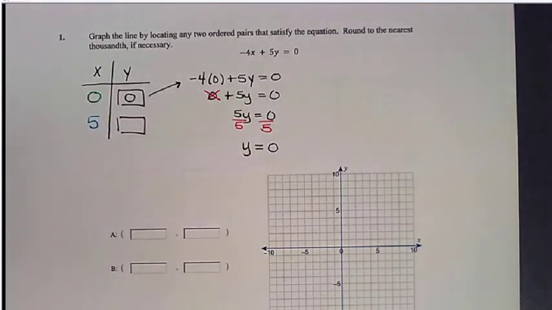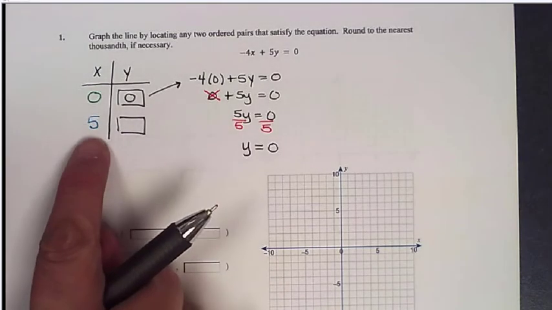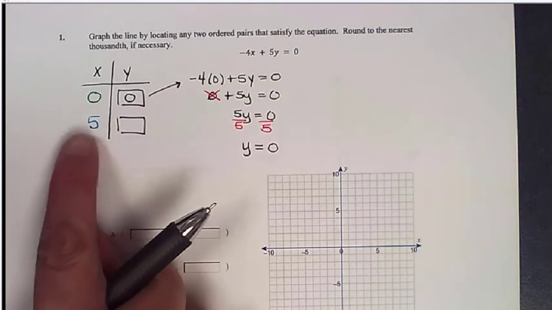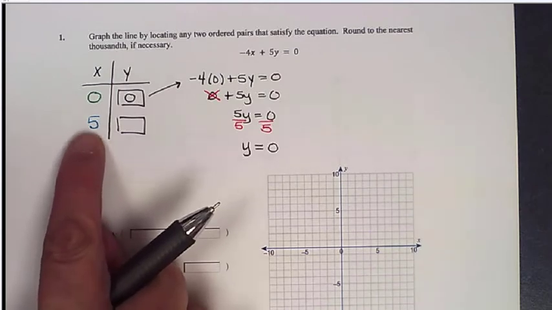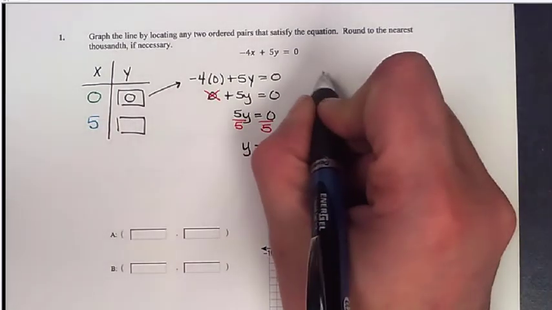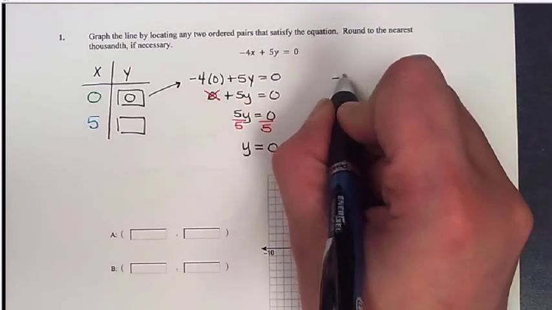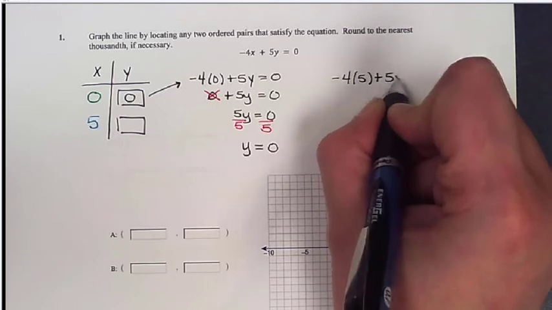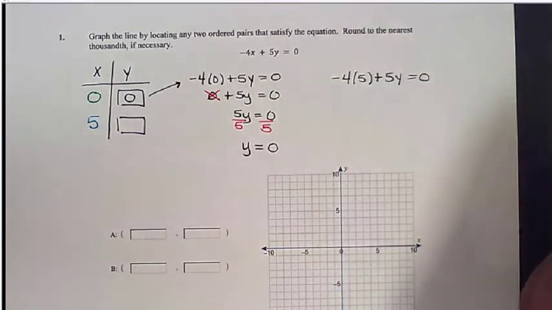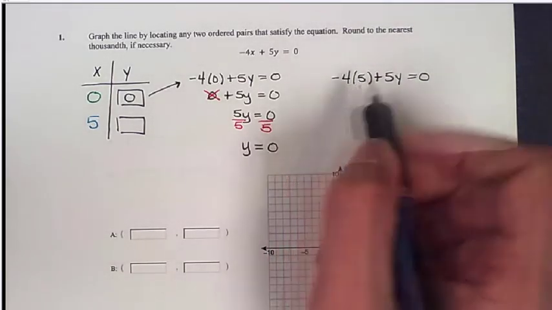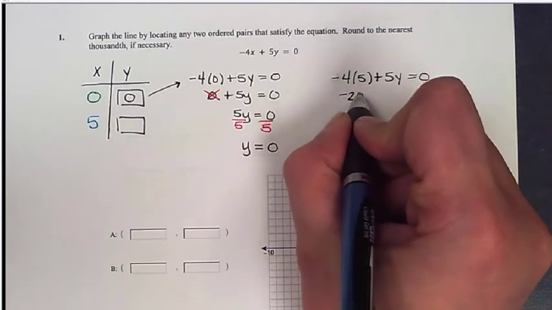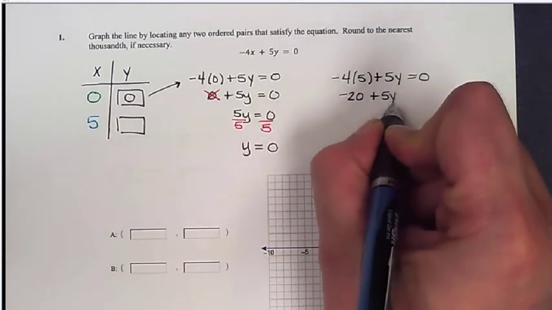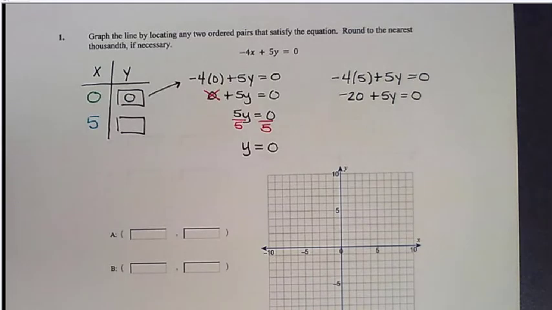Now we're going to do the same thing for our second value we chose. We're going to plug in 5 for our x and see what happens. So I'm going to come over here, still using my same equation. So -4 times 5 plus 5y equals 0. Again, I want to go ahead and multiply these together. So that's going to give me -20 plus 5y equals 0.